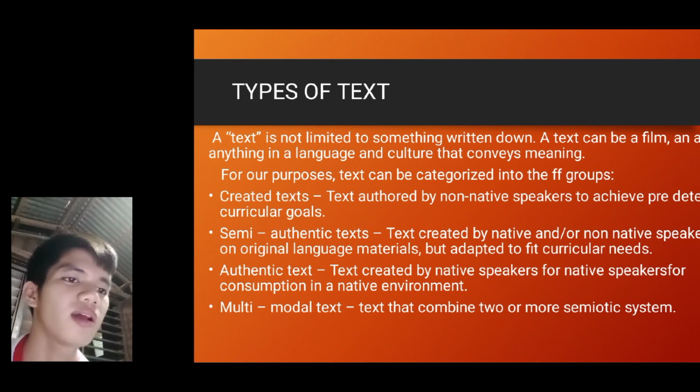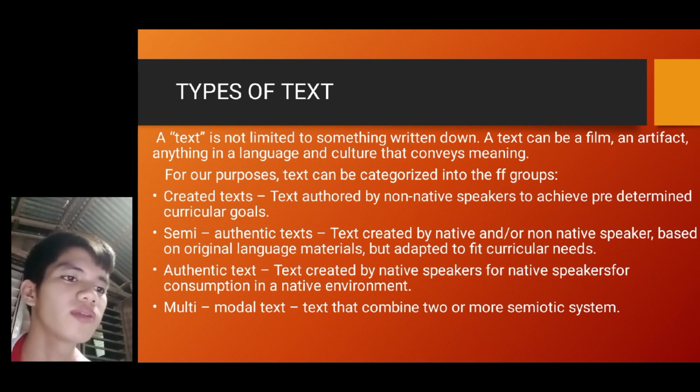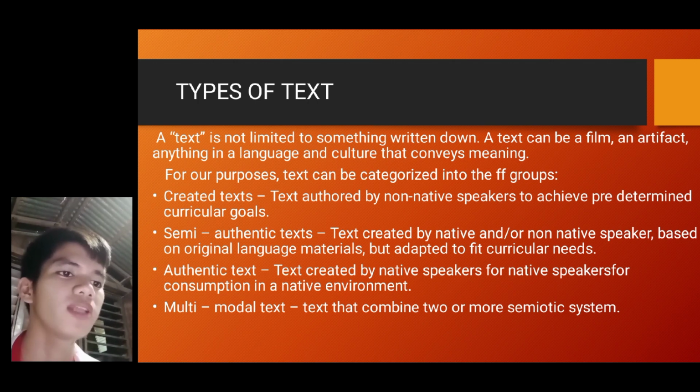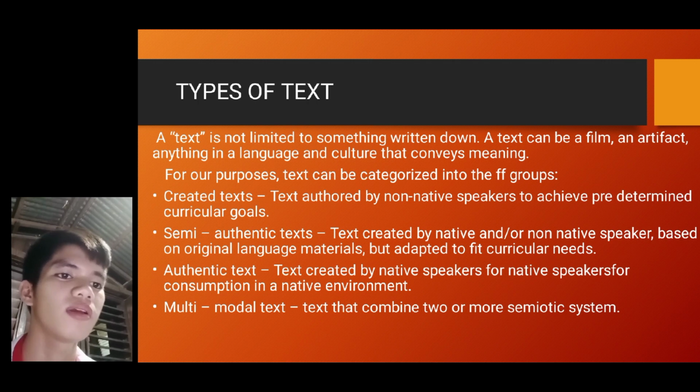Types of text. A text is not limited to something written down. A text can be a film, an artifact, anything in a language and culture that conveys meaning. For our purposes, text can be categorized into five groups.